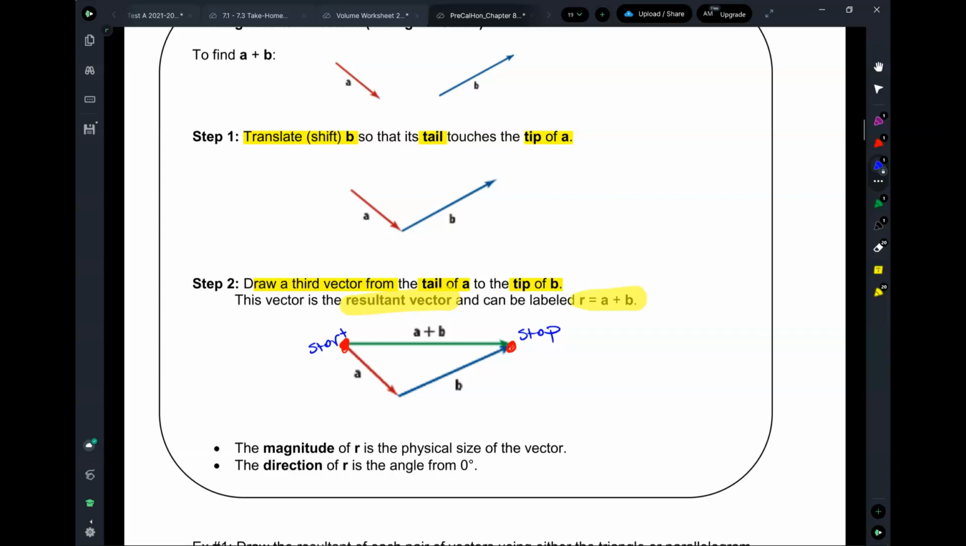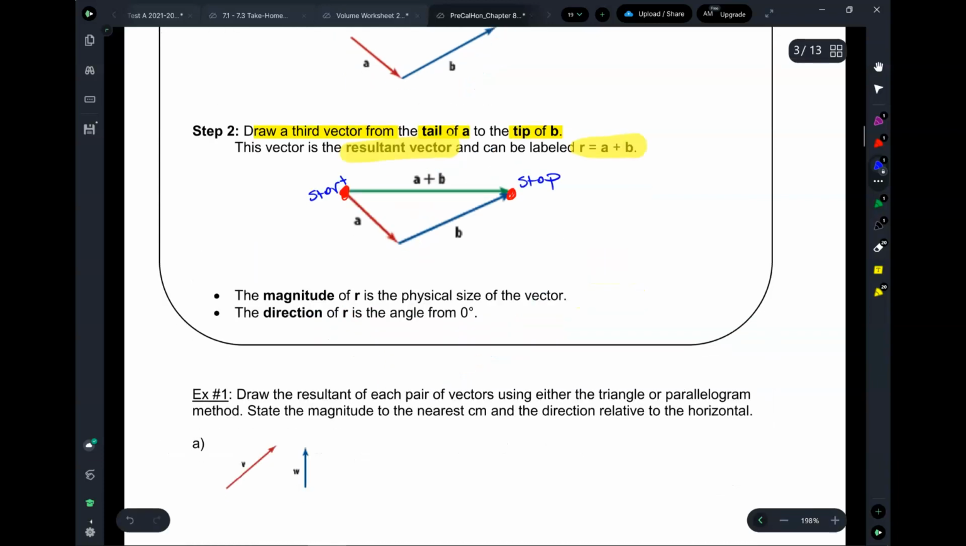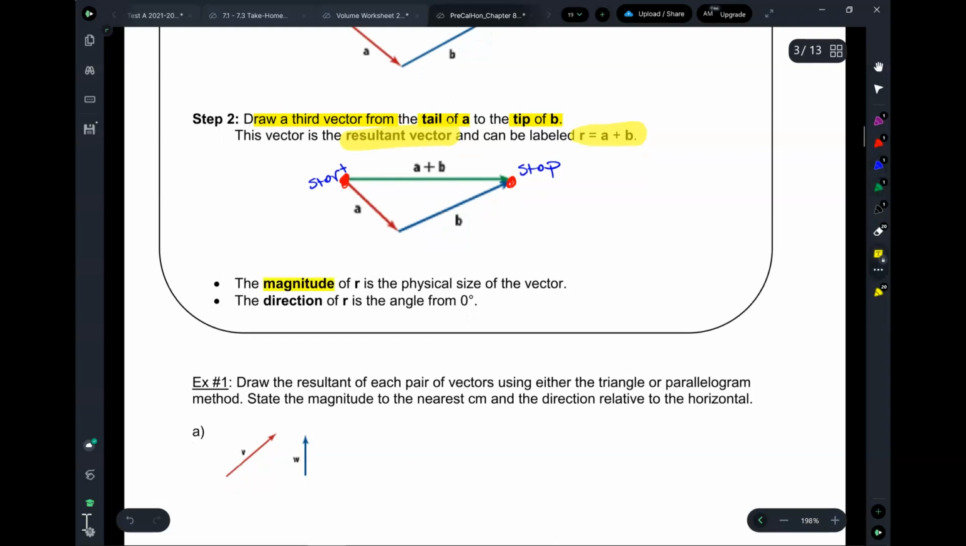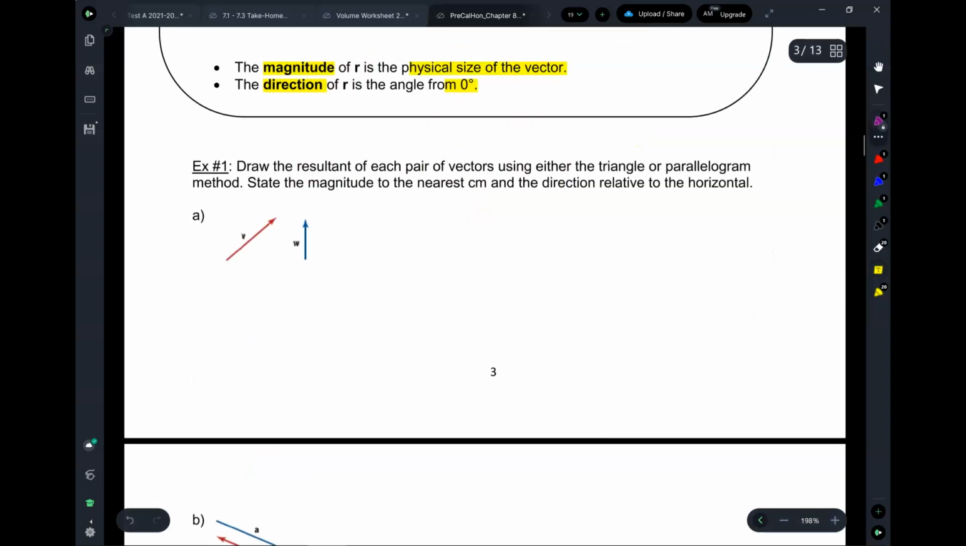Potentially, you can also draw that route along the green arrow. They started here, they stopped there. So the arrow on the green has to signify where they started and where they ended, right? So that's how you would draw A plus B. Now, the magnitude is the physical size of the vector, right? And then the direction we just talked about is the angle from 0. Okay? Now, we're just going to practice with these. I'm not going to have you take out a protractor and measure them, but I want you to be able to draw what R plus W would look like.